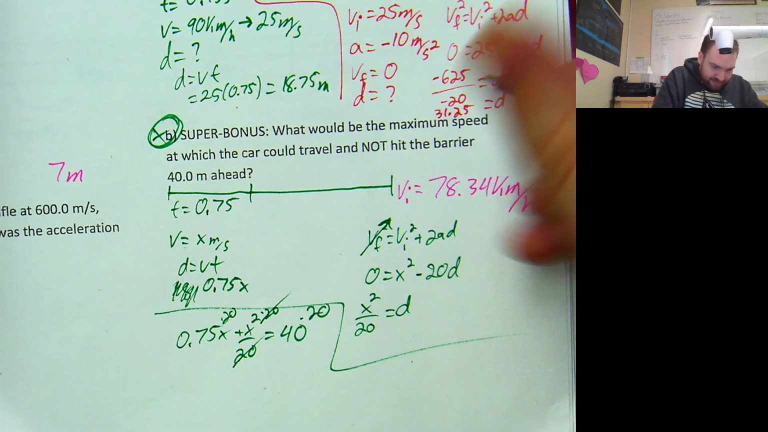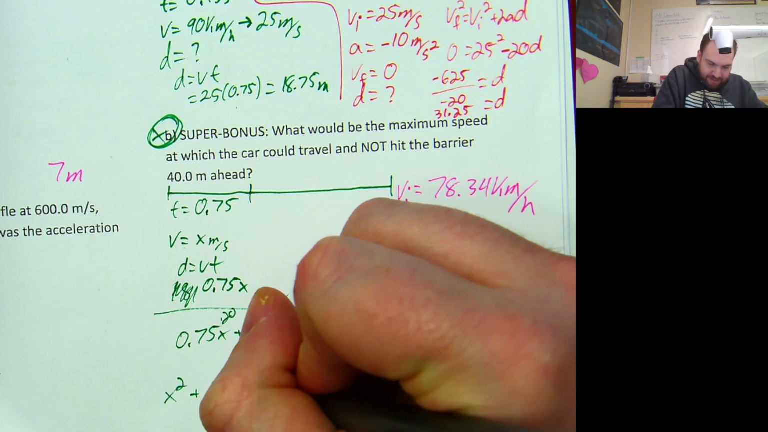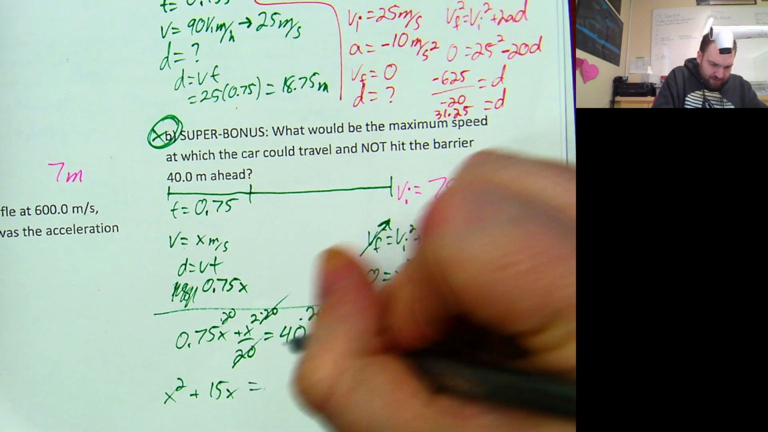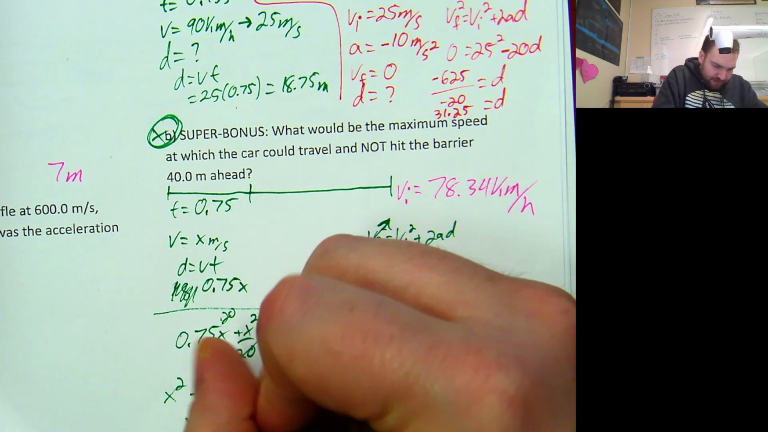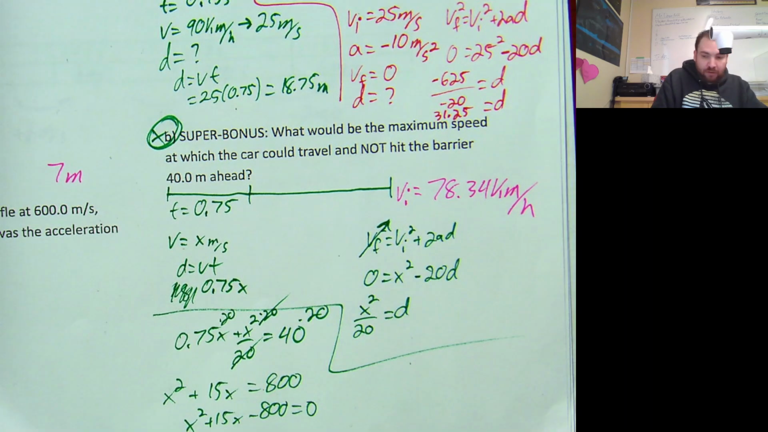That's going to cancel that. So I'm going to get x squared plus, what is that, 15x? 3/4 of 20? Yeah, that's 15. Equals 800. X squared plus 15x minus 800 equals 0.